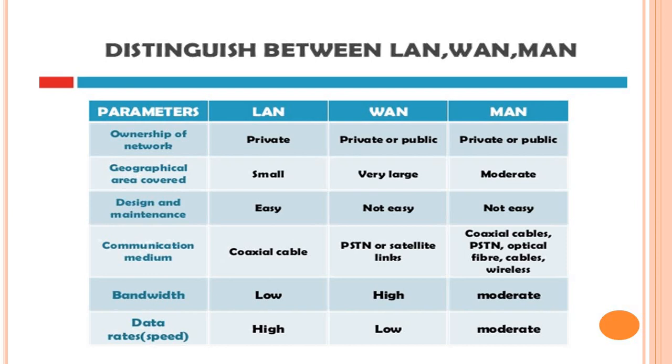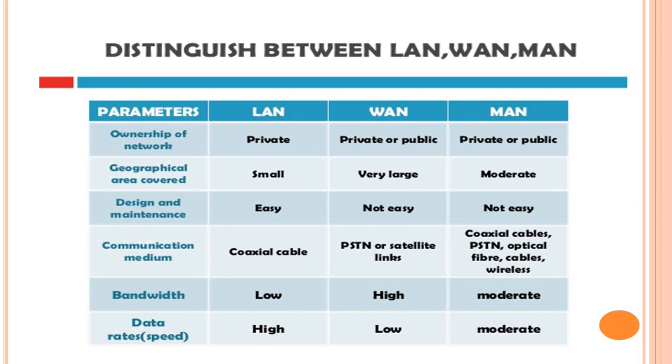Bandwidth. Bandwidth is low for LAN. As the distance is low and the area is small, the bandwidth is also small. Then WAN has high bandwidth, it has a larger area. And MAN has moderate bandwidth. It can cover in between LAN and WAN.